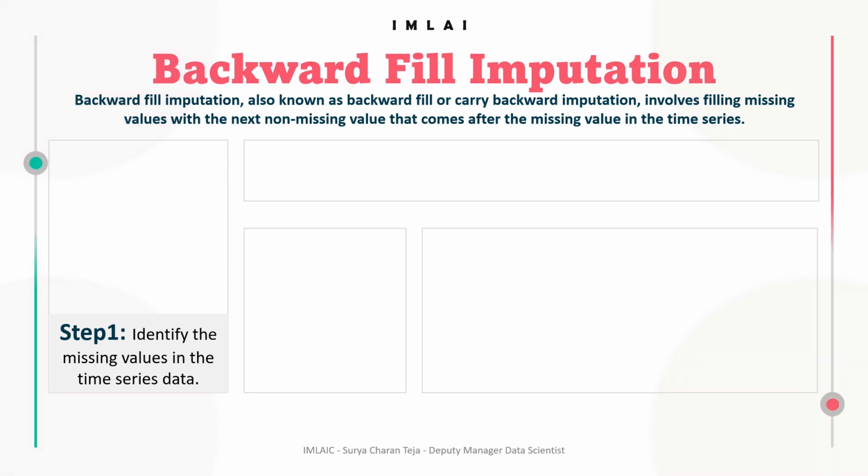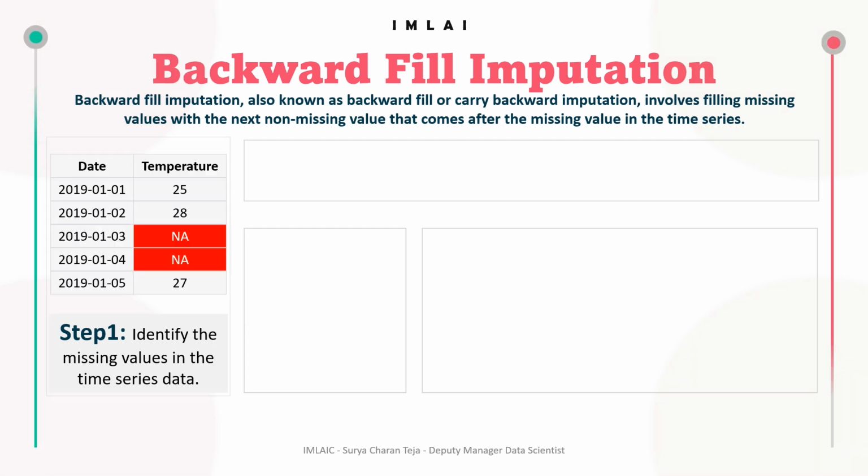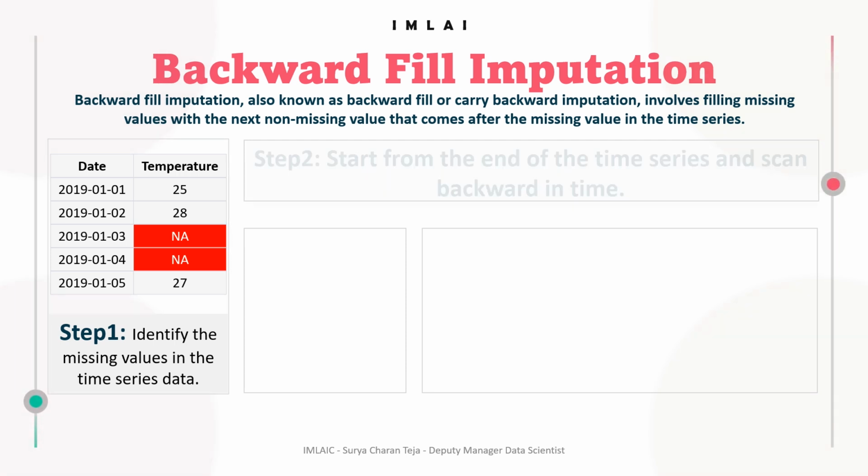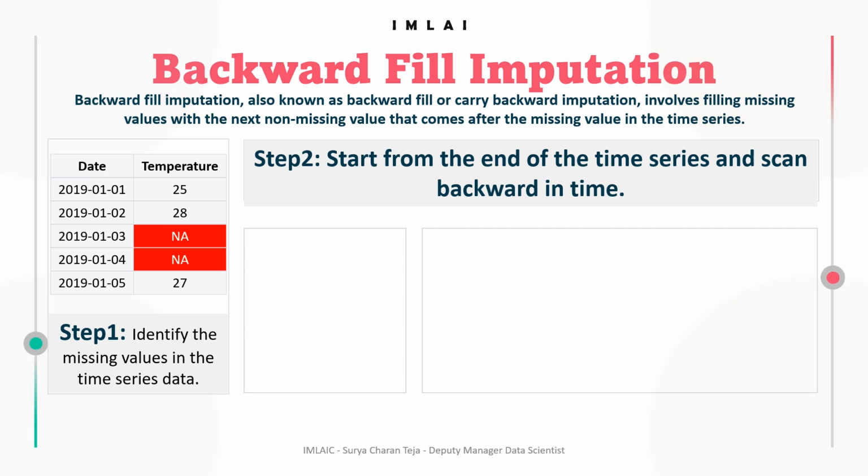Similar to before, step 1, your immediate priority is to identify the missing values in the time series data. So that's your first step. You have to identify missing values in the time series data. Then you have to keep on doing that.